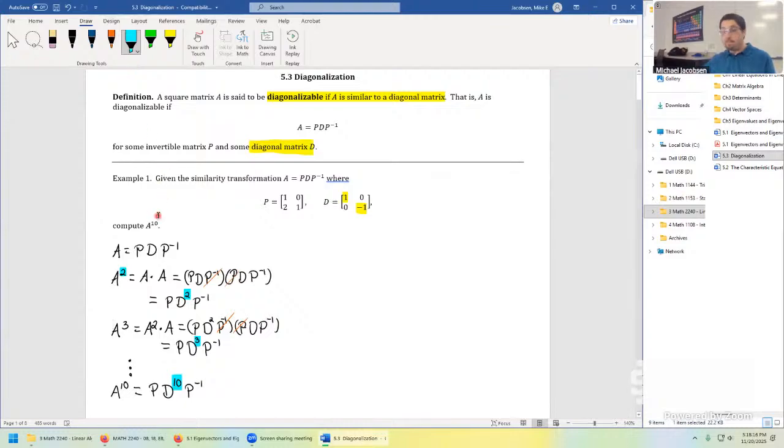Our goal is to compute a power of 10, which means we might have to compute P inverse, it just depends on the problem. But D to the power of 10 is now the interesting one that we want to take a look into. Let's see what happens with that whole thing, D to the power 10. Well, any questions at the moment, folks? Just working out the powers of A.